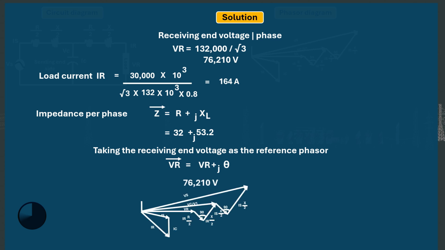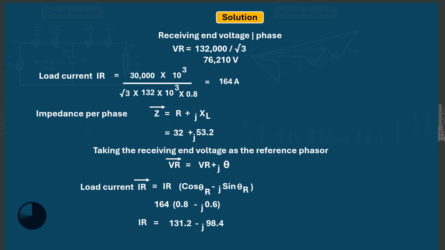In calculating the receiving end current, the receiving end current IR bar is equal to IR multiplied by cosine angle R minus j sine angle R, which is 164 multiplied by 0.8 minus j0.6. The receiving end current IR bar is equal to 131.2 minus j98.4.